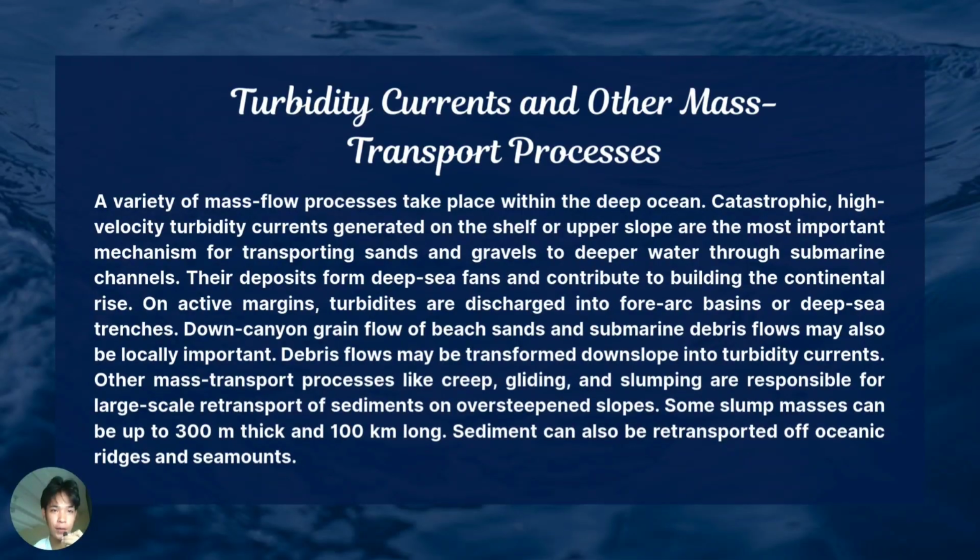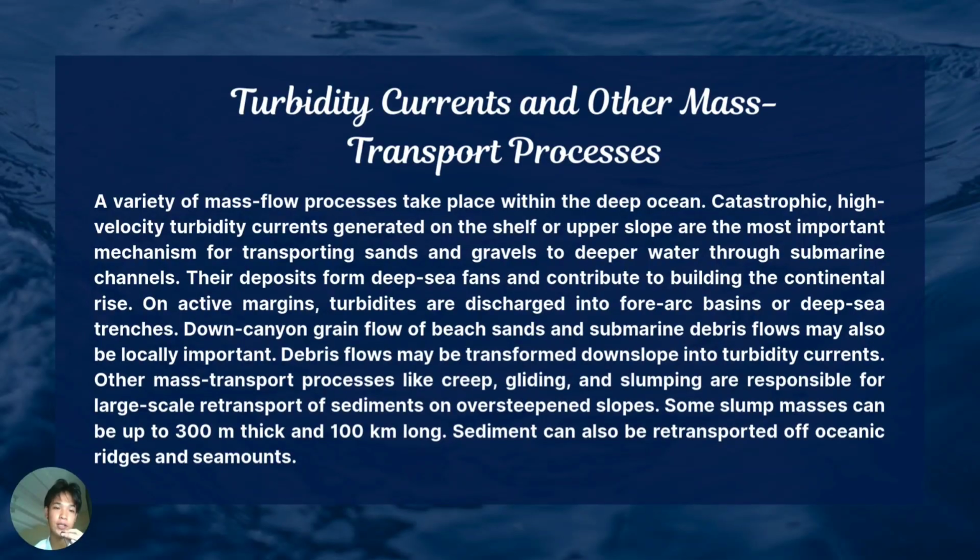And now we have turbidity currents and other mass transport processes. A variety of mass flow processes take place within the deep ocean. Catastrophic high-velocity turbidity currents generated on the shelf or upper slope are the most important mechanisms for transporting sands and gravels to deeper water through submarine channels. Their deposits form deep sea fans and contribute to building the continental rise.